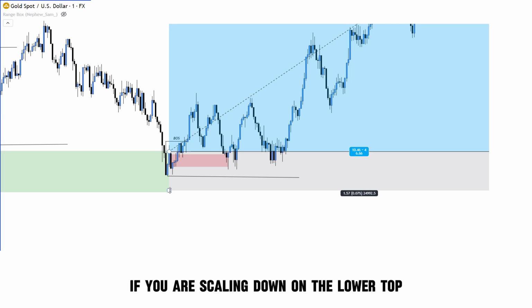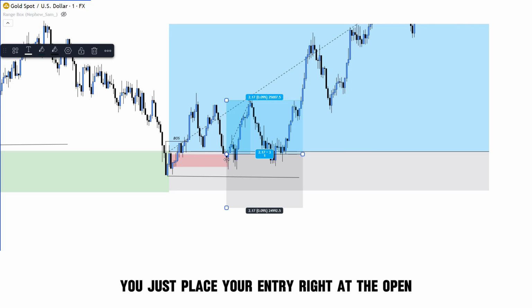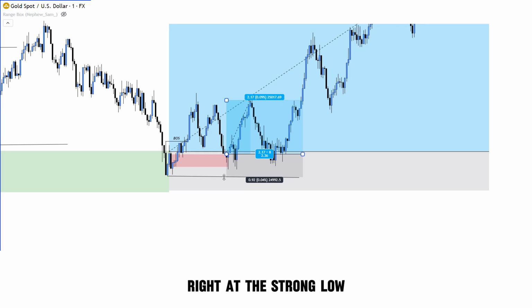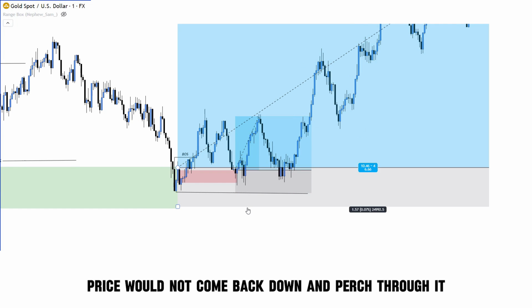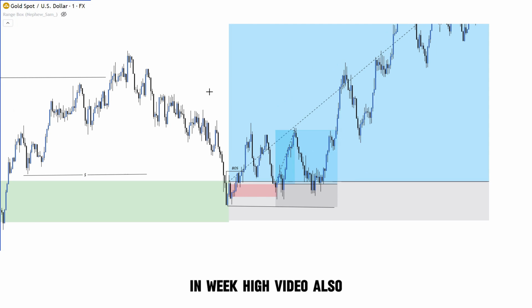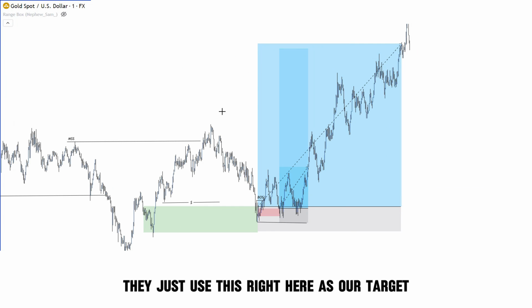If you are scaling down on the lower time, you just place your entry right at the open, and your stop loss is right at the strong low, because we know that this is a strong low. Price will not come back down and purge through it. So make sure you guys watch my strong low and weak high video also. Let's just use this right here as our target.